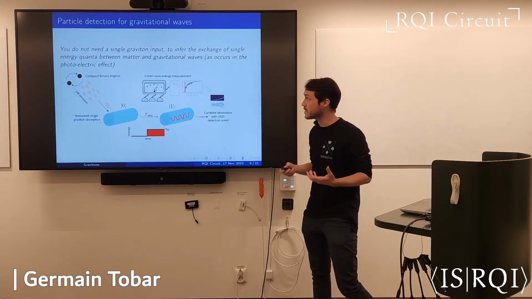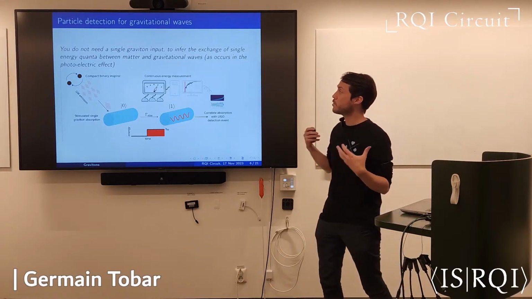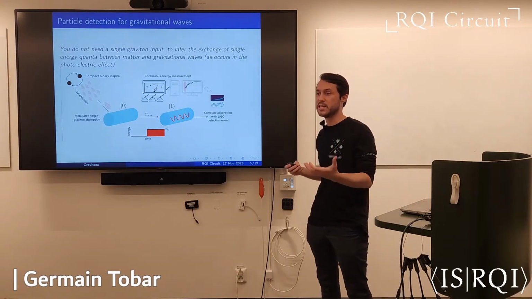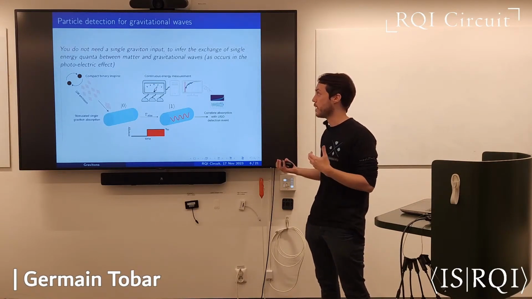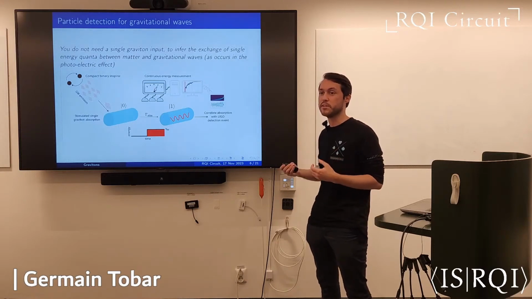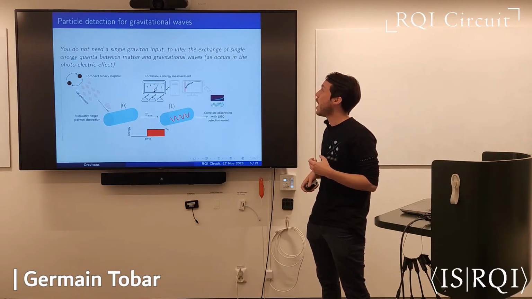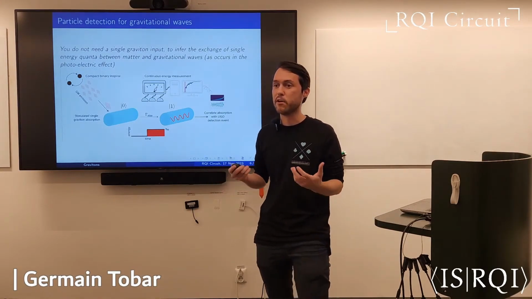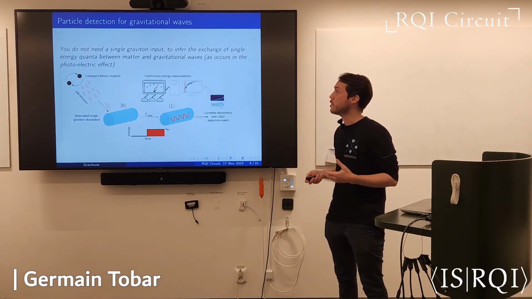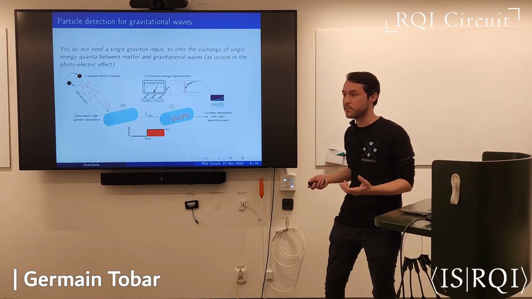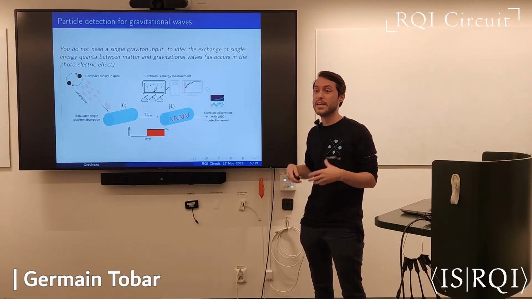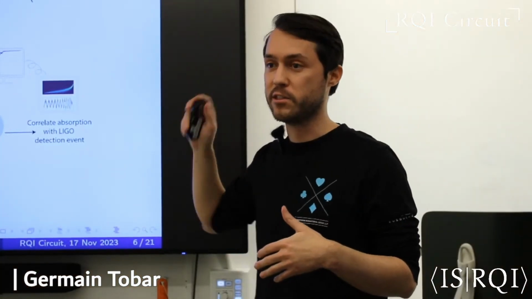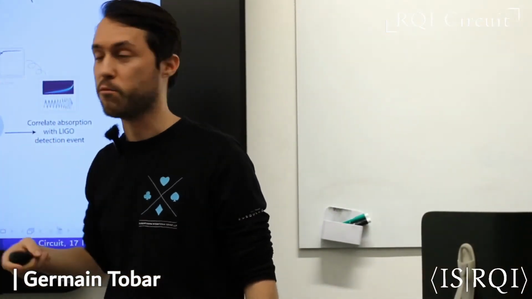And the key insight behind that is that you do not really need a single graviton input to infer the exchange of single energy quanta between matter and gravitational waves. And that's exactly the same principle on which the photoelectric effect works. So we don't need this modern concept of detection where the detector goes click when there's only a single photon or a single graviton input. If we want a detection in the sense of the early 1900s, which is what the photoelectric effect was, it doesn't matter if the gravitational wave is a coherent state consisting of 10 to the 36 gravitons. We can still infer the exchange of single gravitons between the gravitational wave and quantum matter.